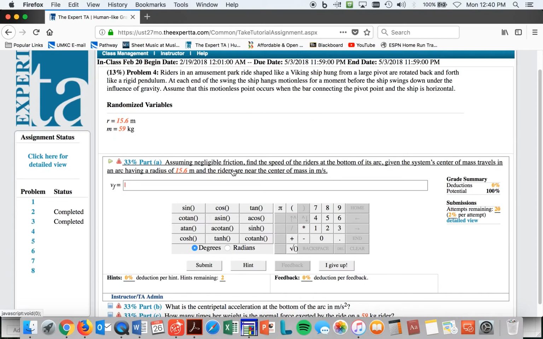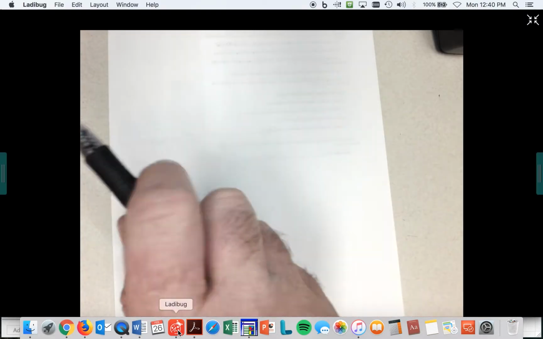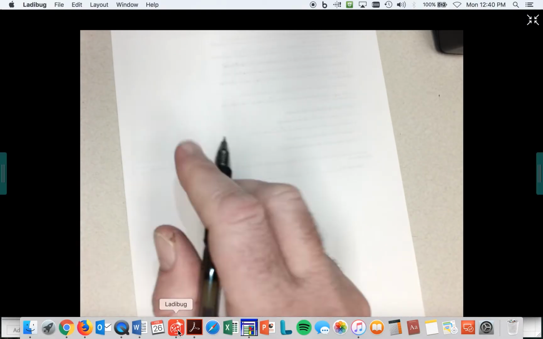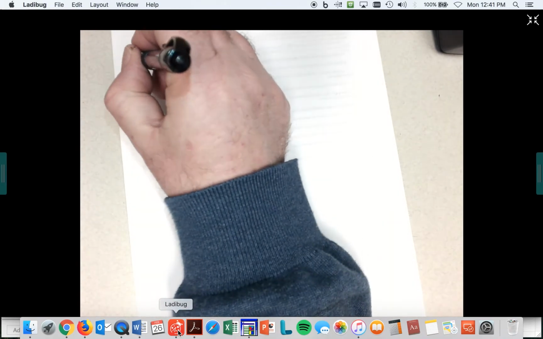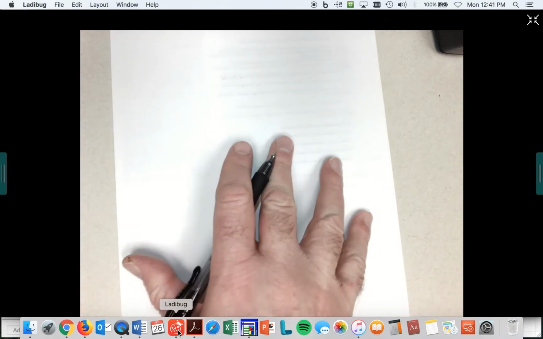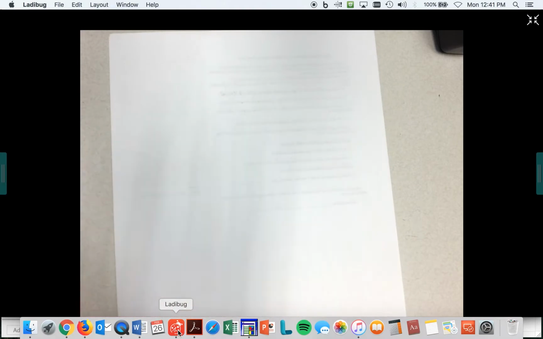But assuming they find the speed of the riders at the bottom of the arc. Well, it's kind of hard unless you know about the potential. And so here's a precursor into what's going to happen. So in this problem, what we have is this. But I like this problem because it forces us to look at what is the important component of this problem.